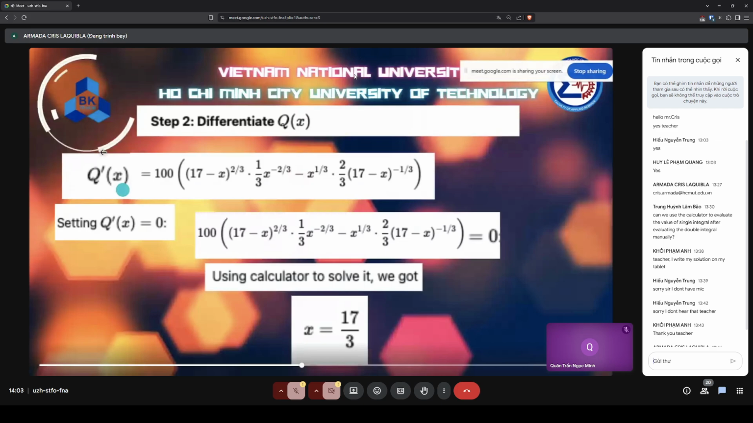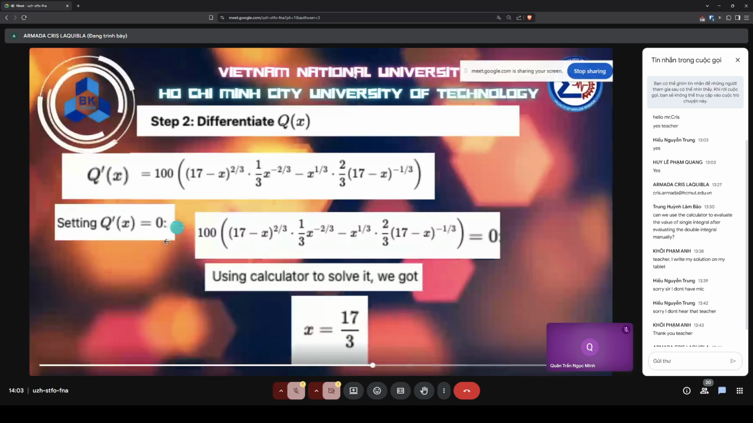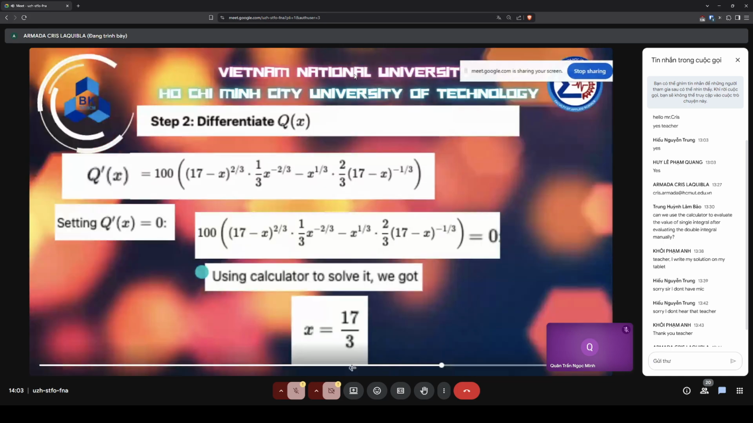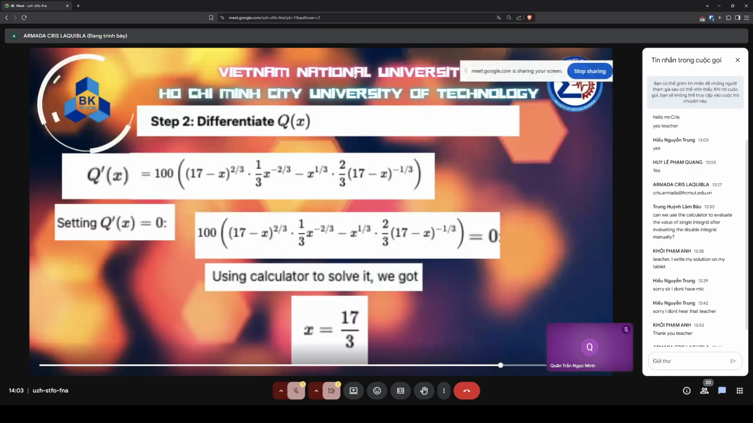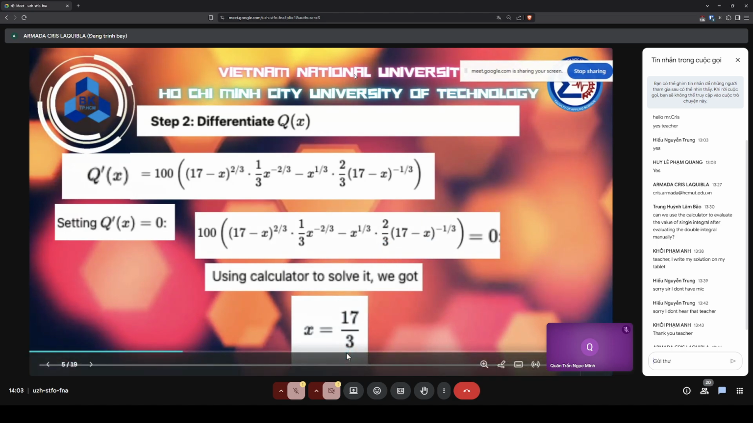Now, what to do, class? This is your q prime of x. Now, equate that to 0. And then after that, you solve the value of your x. Please, can you calculate that? You can calculate that immediately. You can type it in your calculator, and your x is equal to 17 over 3. Please try that one, class, in your calculator.